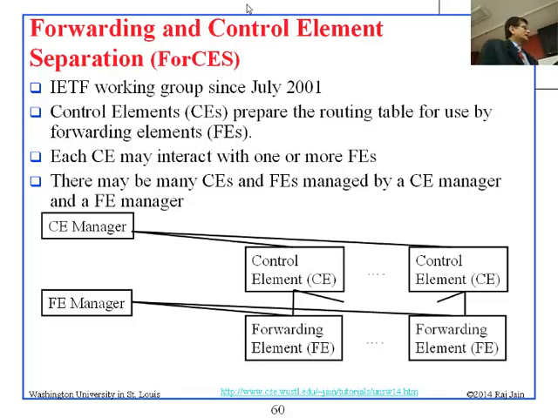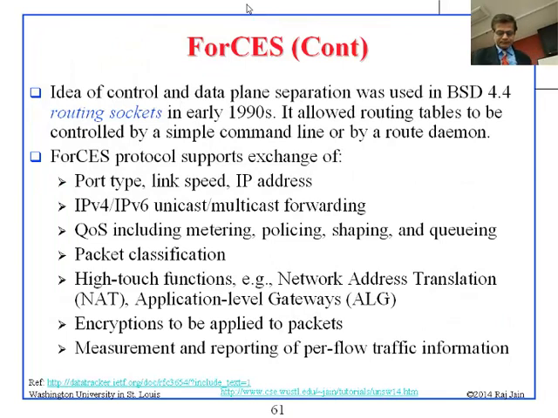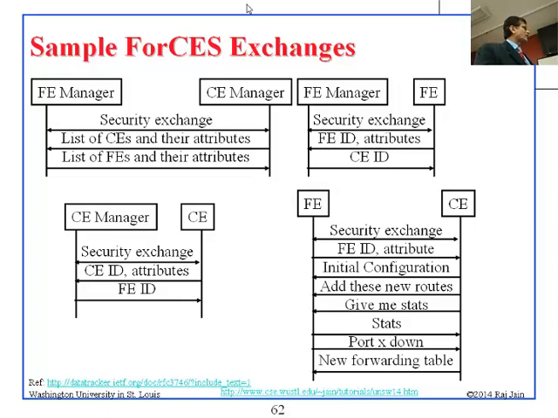In the ForCES world, they said that we will have some control elements, and each control element will control some forwarding elements. And so there's a forwarding element manager, and there's a control element manager. And so basically, this works very similar to the way OpenFlow works. Actually, I will go to the next slide, which is that basically the forwarding element manager first talks to the control element manager and does the security exchange, so they know that they're talking to the right party. And then it says, okay, here is my list of control elements, and here is my list of forwarding elements. So they exchange that list with each other.